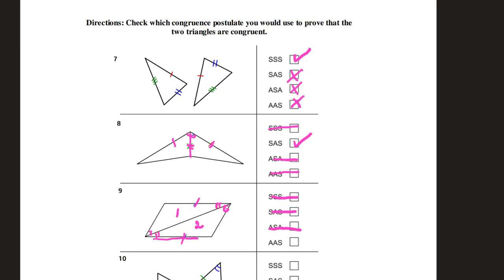Now the two triangles do share a side, so it will be angle, angle, side, and also side, angle, side. So it's going to be these two. This one will be side, angle, side, and this one will be side, side, side, okay?